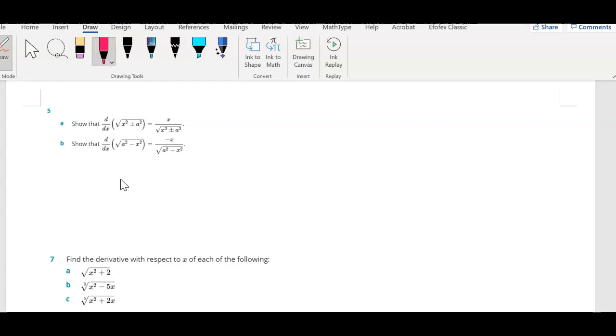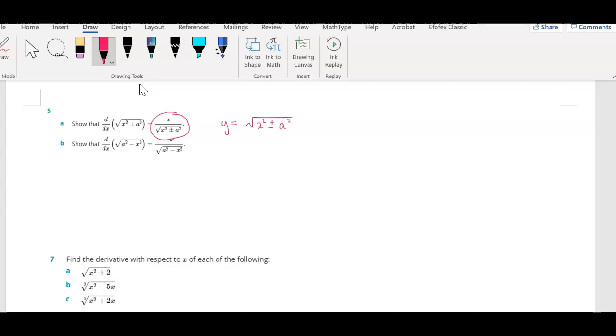So we're going to find the derivative of this. Okay, so let's just say y is equal to the square root of x squared plus or minus a squared. So dy dx, and it's told us what it's equal to, which is this. So we know the derivative, or they want it in that form.